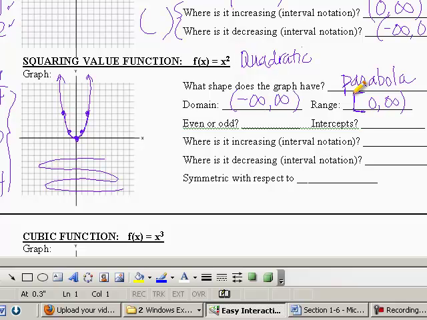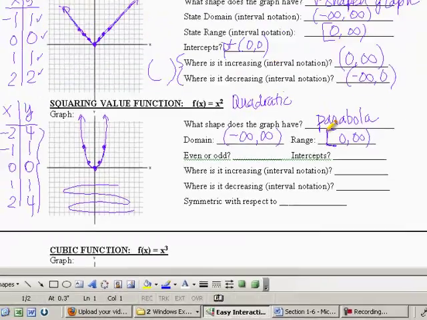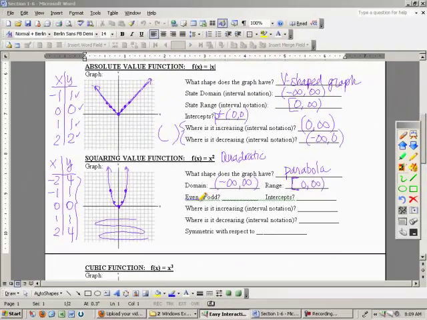The next question is not in the one above, but is this an even or an odd function? We talked in sections 1.2 and 1.4 that even functions are symmetric with the y-axis, and odd functions are symmetric around the origin. And so as I look at this, you can see the reflection from here to here. It's reflecting over the y-axis, therefore this is an even function. The only intercept I have is at the point 0, 0.